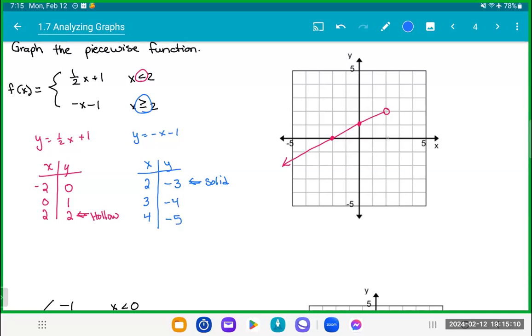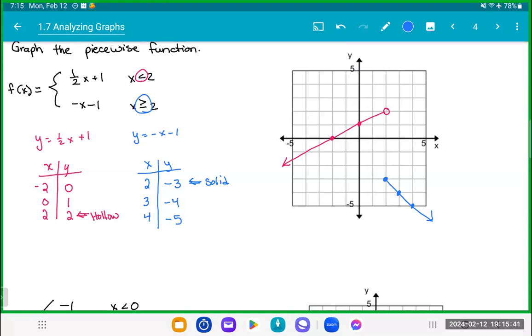So I come over here and I have 2 as my x, -1, 2, 3. Remember, I get to go solid. And then at 3, I'm at -4. And at 4, I am down here at -5. And so this is what our graph would look like there. Okay, so that's how we graph those piecewise functions.